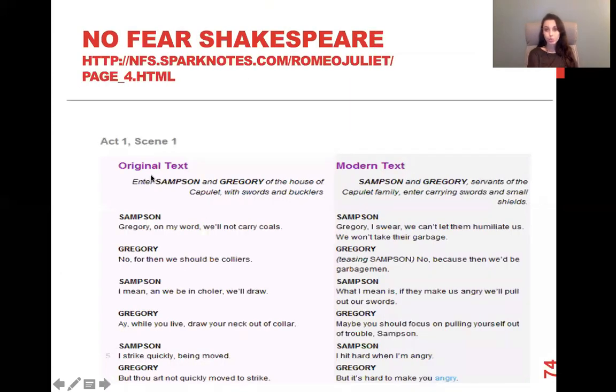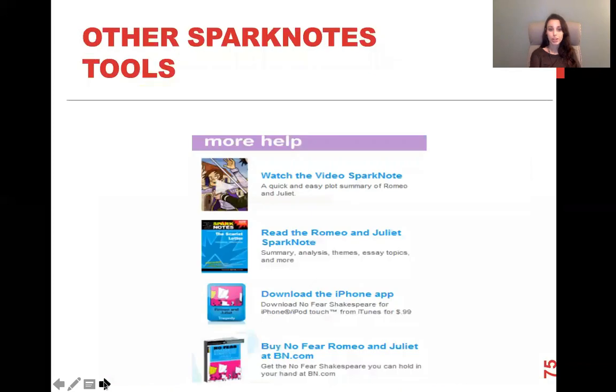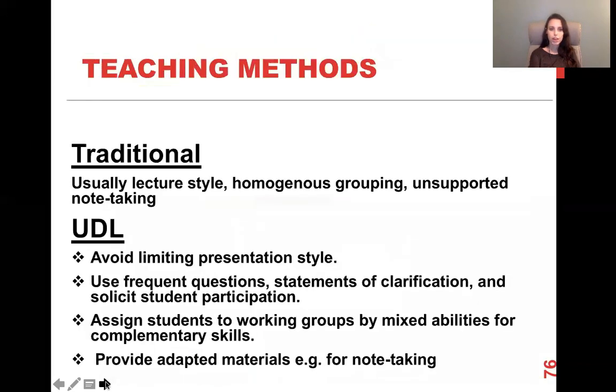I use this when, remember I mentioned Shakespeare a minute ago? I for sure bought the SparkNotes every single time, because those of you who were in classes that read Shakespeare understand. It's so hard to know what Shakespeare's talking about half the time. So this SparkNote is a lifesaver, and it will help students gain meaning as they read Shakespeare. And then there are all kinds of other SparkNote tools out there.